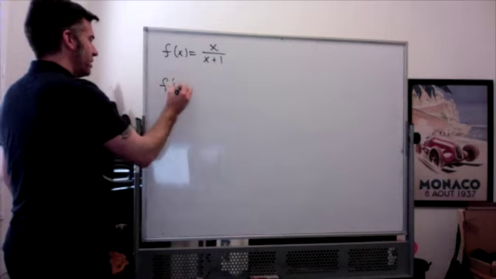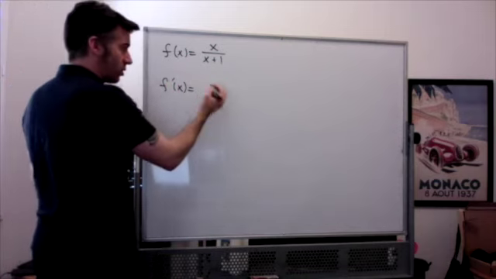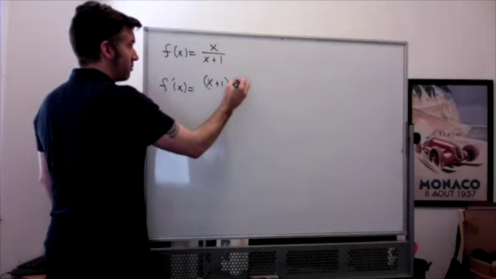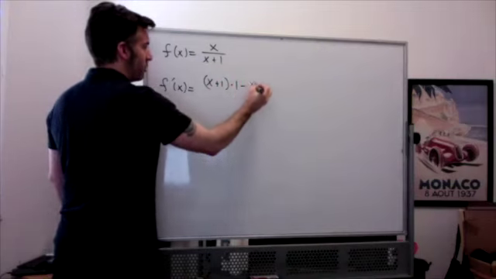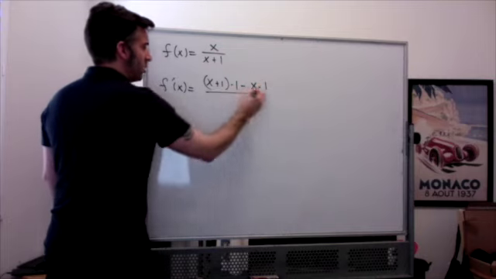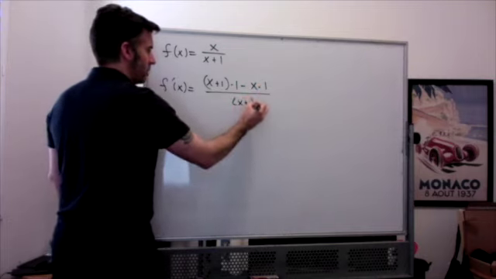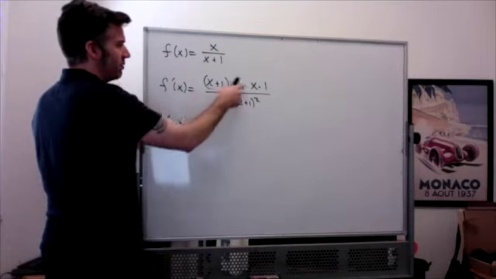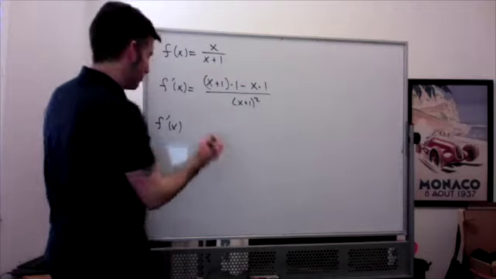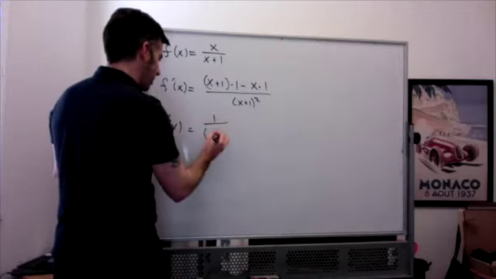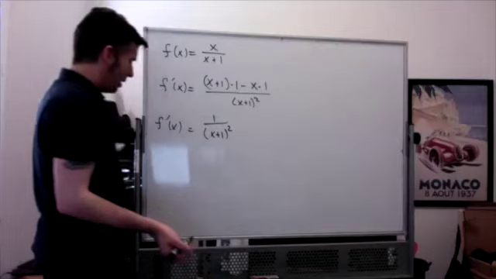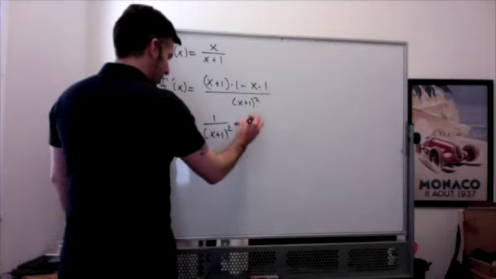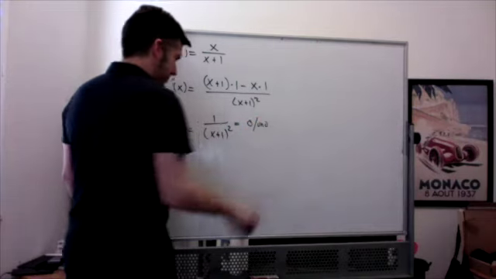Let's take the derivative. So we're going to use the quotient rule. It's going to be the bottom times the derivative of the top minus the top times the derivative of the bottom, all divided by the bottom squared. So this is going to equal x plus 1 minus x, which is just 1, over x plus 1 squared. And again, to find the critical values, we're looking for where this is either 0 or undefined.